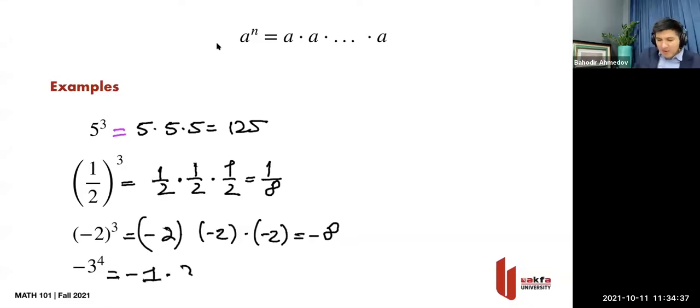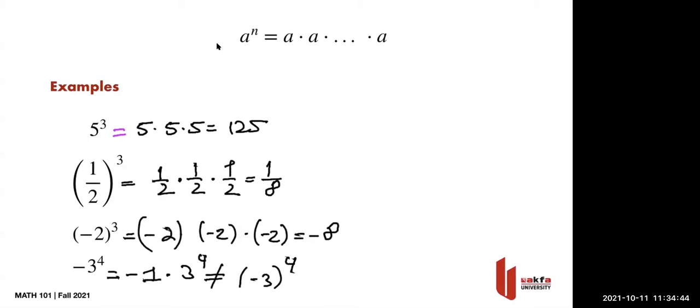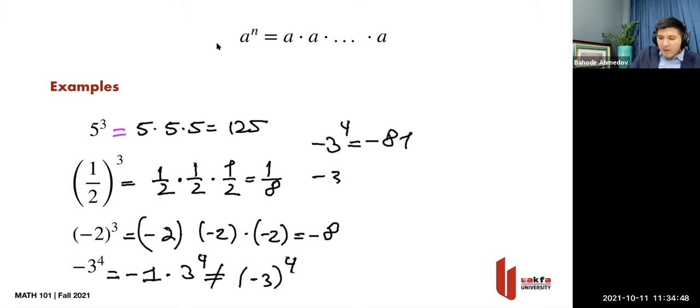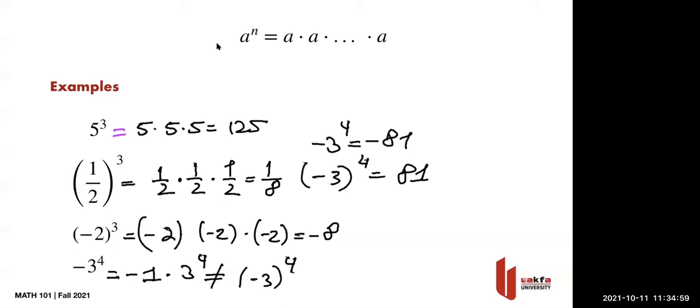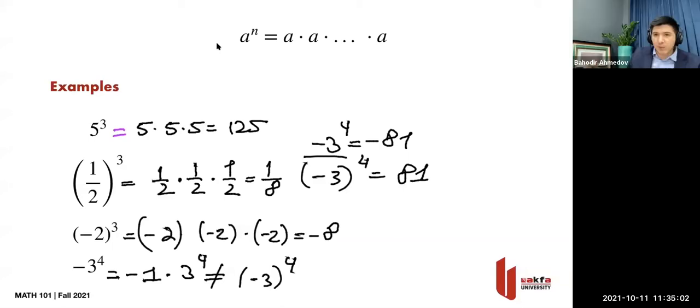Minus 1 times 3 to the power of 4. Okay, so this is different from (minus 3) to the power of 4. Minus 3 to the power of 4 without brackets is going to be minus 81, and (minus 3) to the power of 4 with brackets is going to be plus 81. I know that it sounds weird when you just hear it without seeing it, but this is just a difference in notation. Whenever you write minus 3 to the power of 4 without brackets, you need to first raise 3 to the power of 4 and then multiply by minus 1.